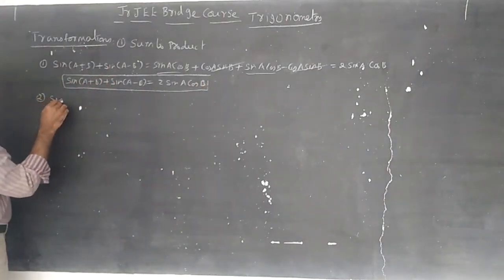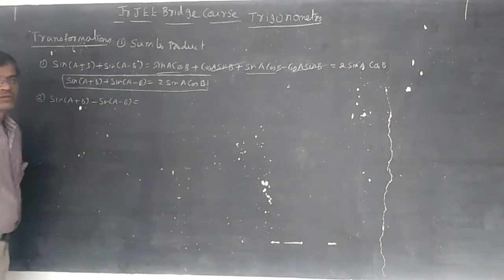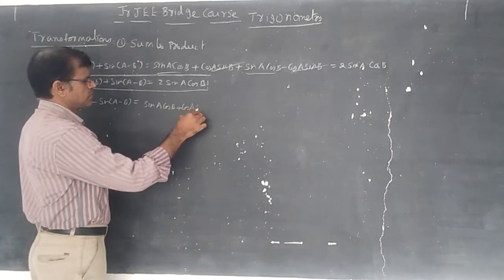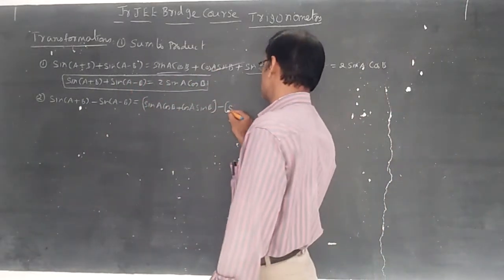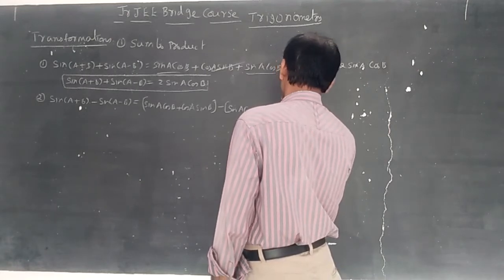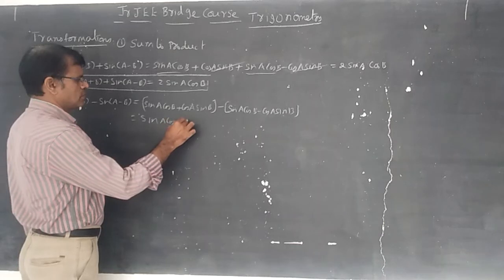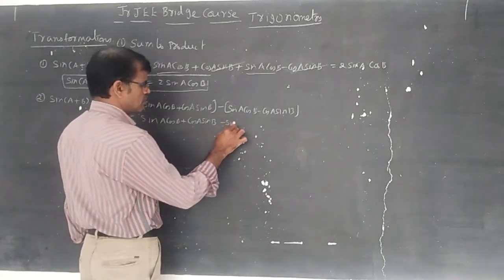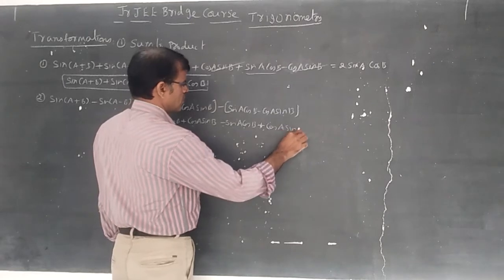Second one, sin of A plus B minus sin of A minus B. This we can write in the form of the sin of A plus B formula, sin A cos B plus cos A sin B. Put a bracket here, minus of the sin of A minus B formula, sin A cos B minus cos A sin B. Now, next step, we can write sin A cos B plus cos A sin B minus sin A cos B, minus of minus becomes plus cos A sin B.